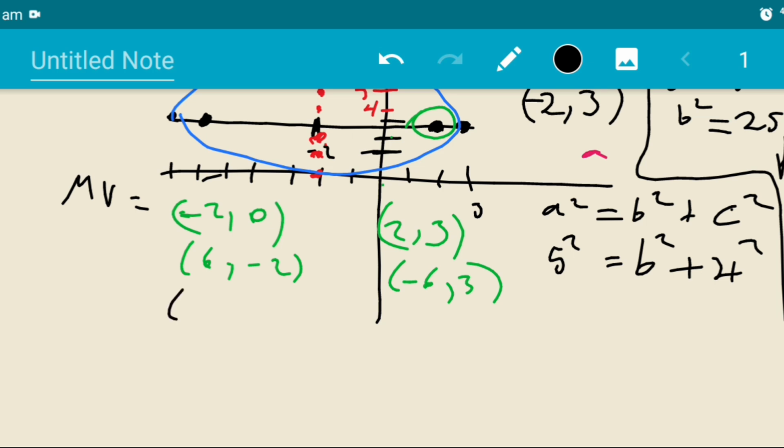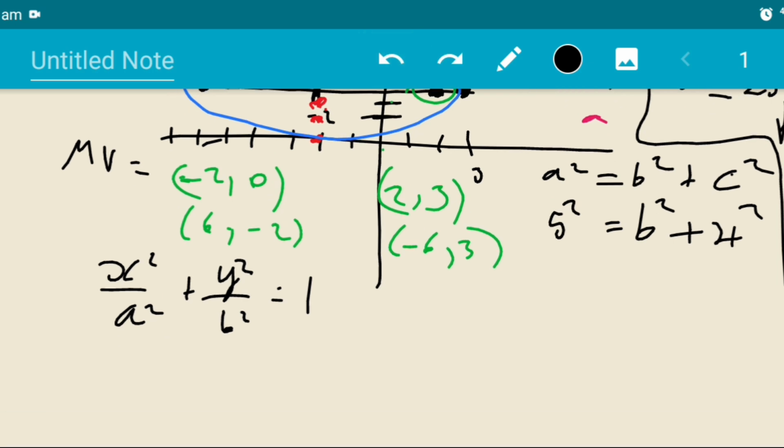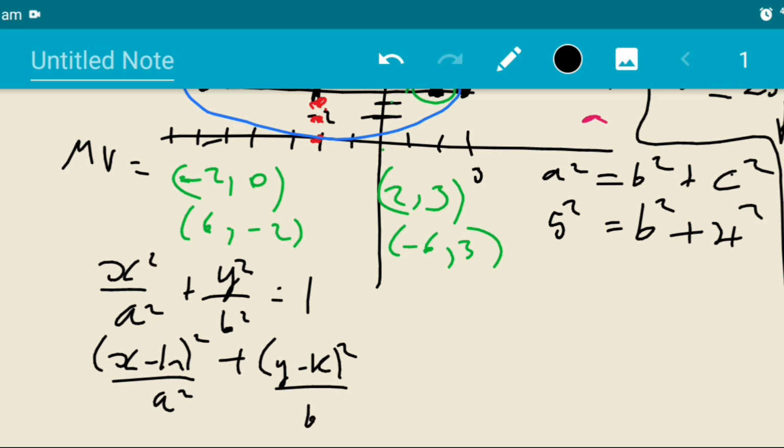So let's first write down the general equation of an ellipse, which is x squared over a squared plus y squared over b squared should be equal to 1. Now, of course, we're putting an a here because it's in the major axis. Because this here is shifted, we're going to write this as x minus h squared plus y minus k squared over a squared plus b squared should be equal to 1.